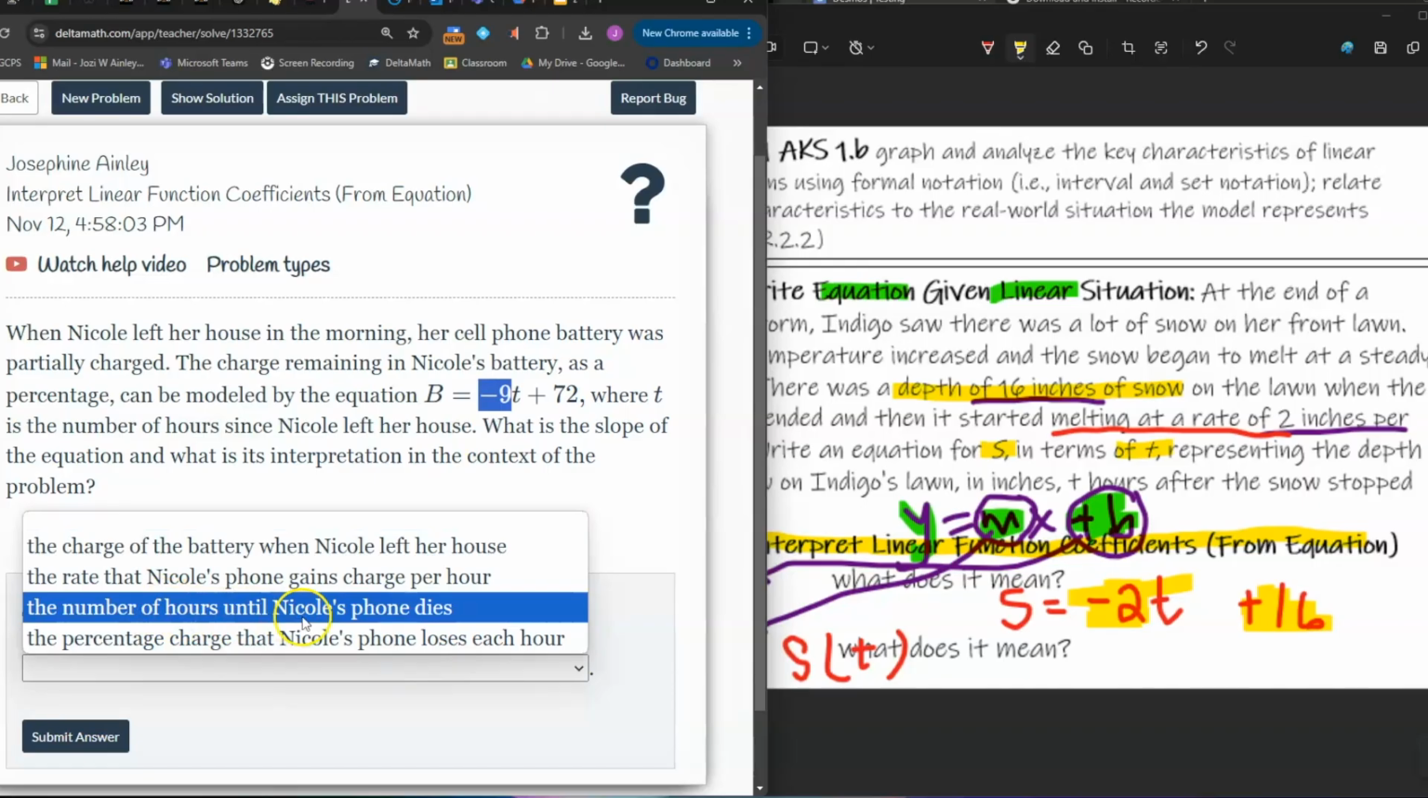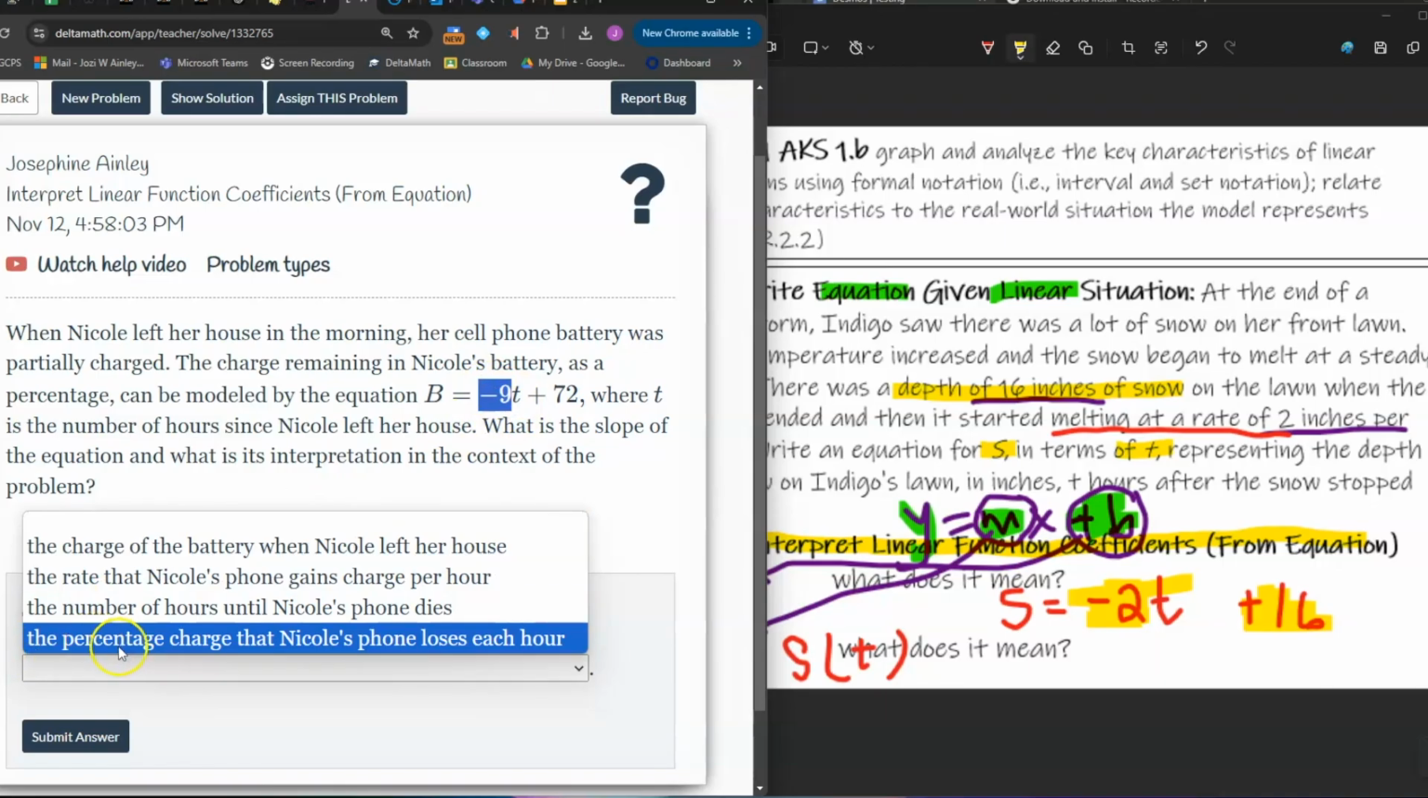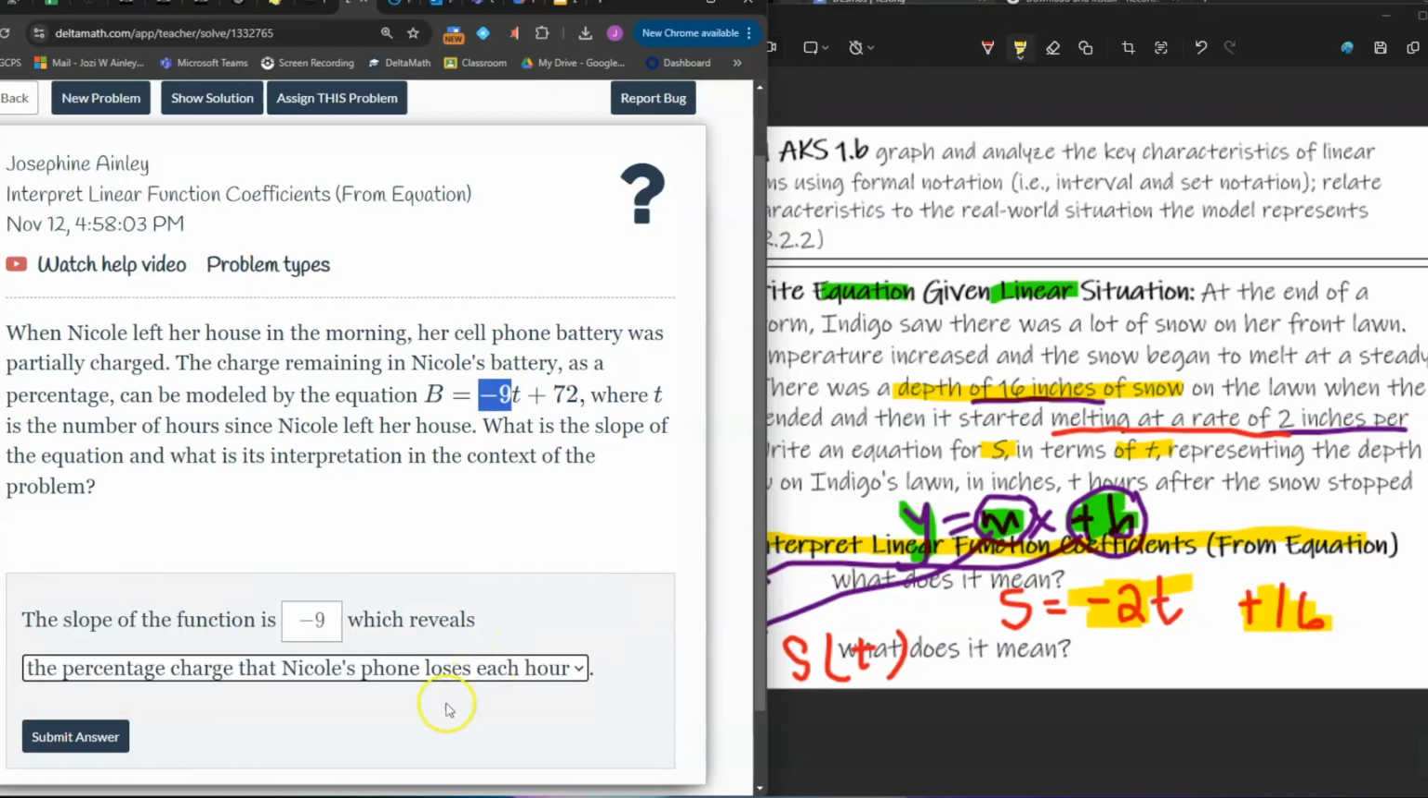The number of hours till Nicole's phone dies. Is this the number of hours till I die? No, I'm losing 9% every time. The percentage charge that Nicole's phone loses each hour. That's what I'm looking for.